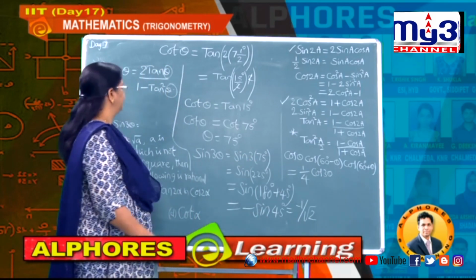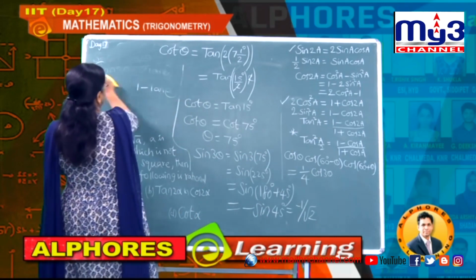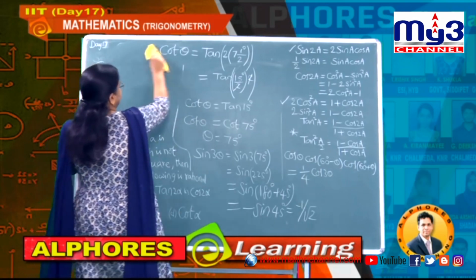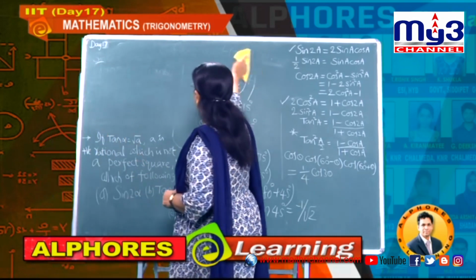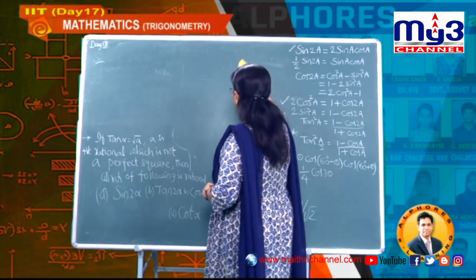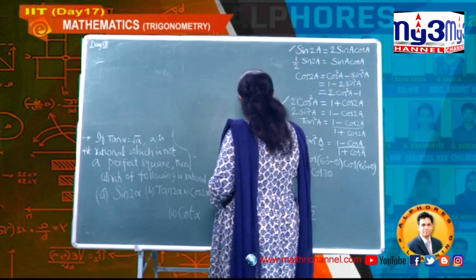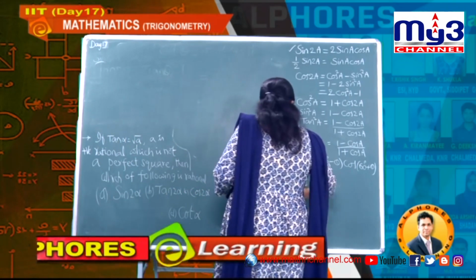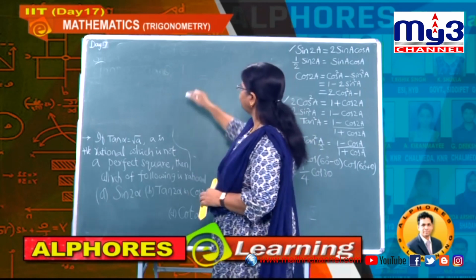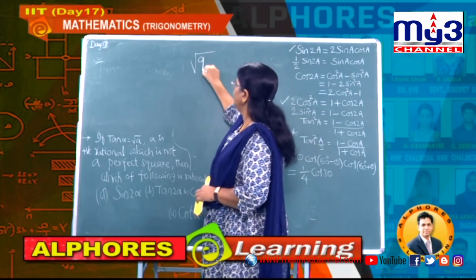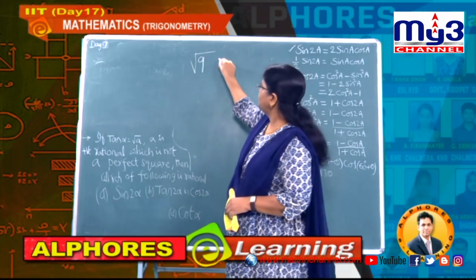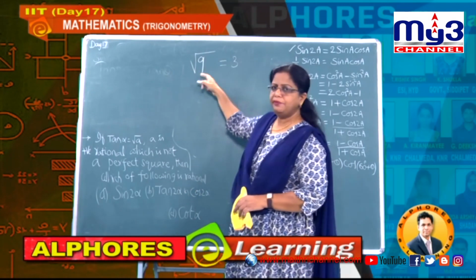Okay students, now let us do the third problem. What is the third problem given? It is given as tan alpha is root of a. Root a means it could actually be root of 9. Understand, root 9 means what is the value here? 3, a perfect square.